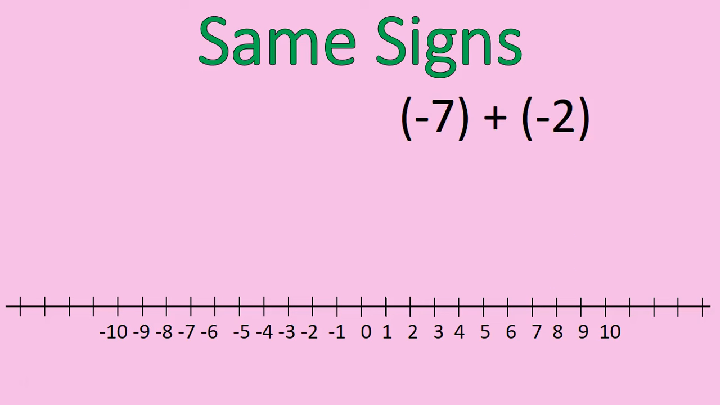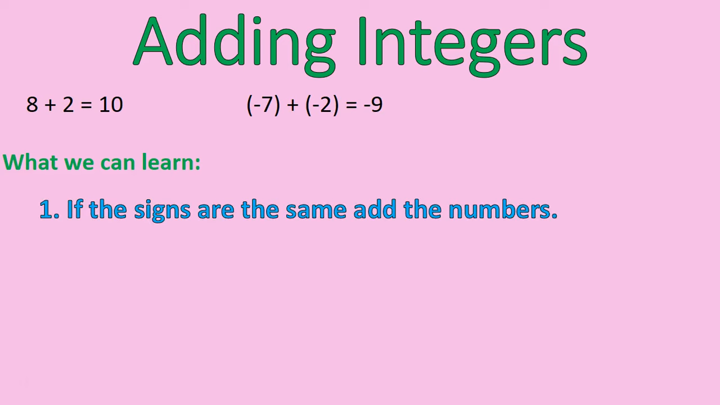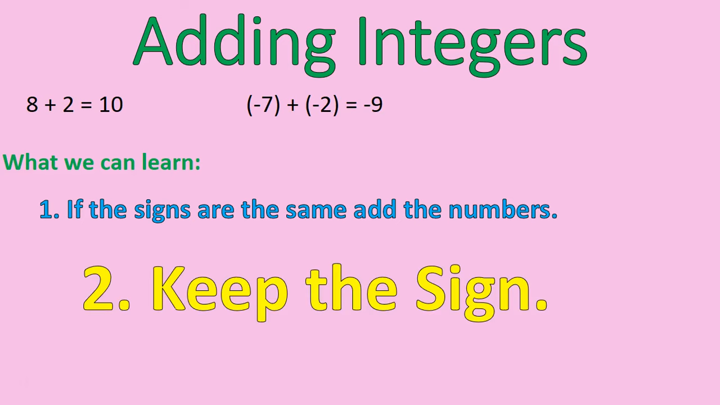If I had negative 7 plus negative 2, it would look like this. Negative 7 plus negative 2 gives me negative 9. Notice with the same signs, I continue adding the numbers together. So, what can we learn from this? The way that you add numbers that have the same sign is that you just add the numbers and keep the sign. That's it. It's simple.